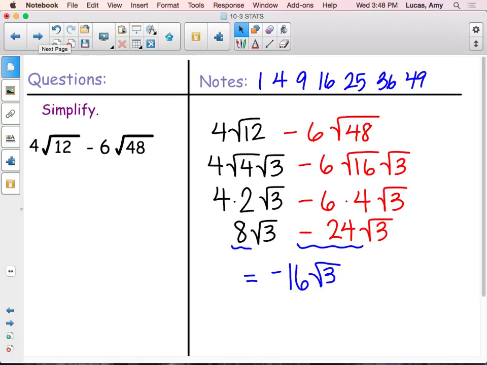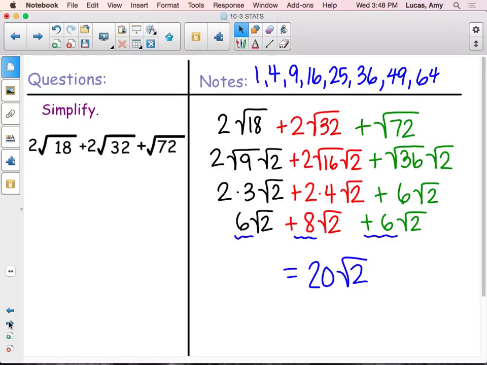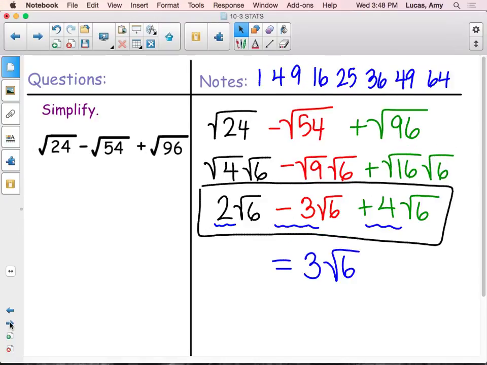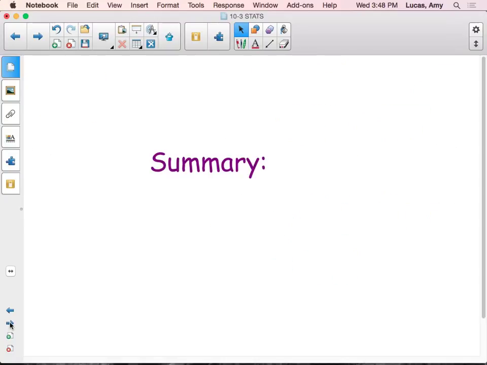Okay, you should be able to write a summary now, answering your essential question. Make sure that you use complete sentences.